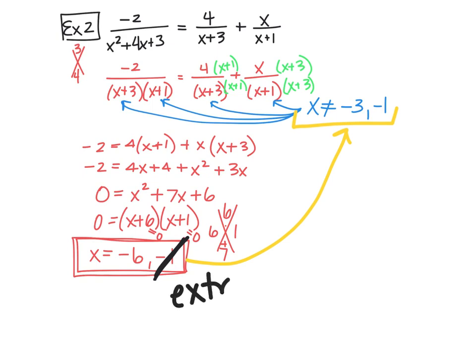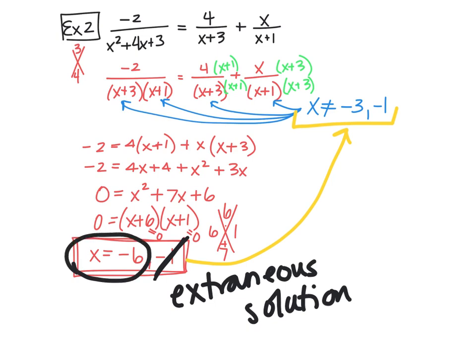So I would label this extraneous solution. And be aware, because if this is multiple choice, I guarantee you negative 1 is going to be one of the options. And it's because they're trying to get you to pay attention to whether or not you can have those defined values. So the only answer in this final solution set is actually negative 6.